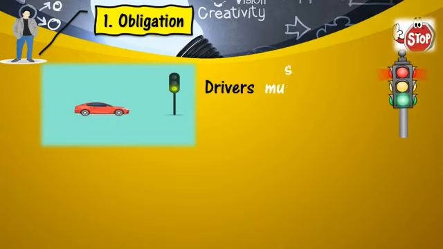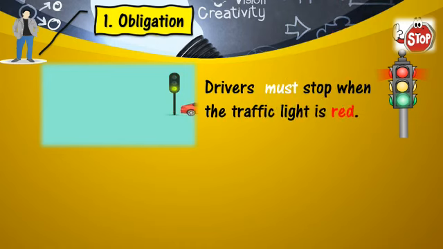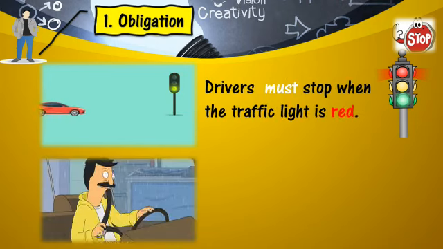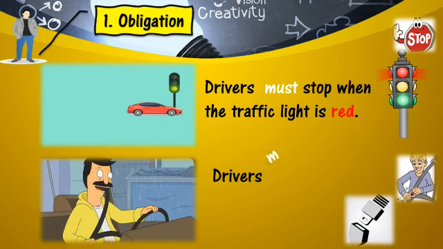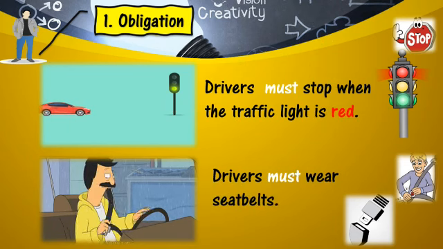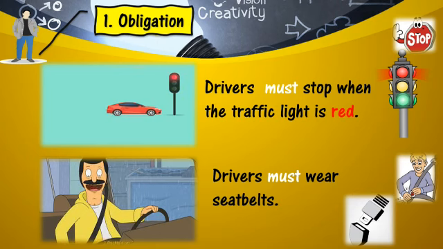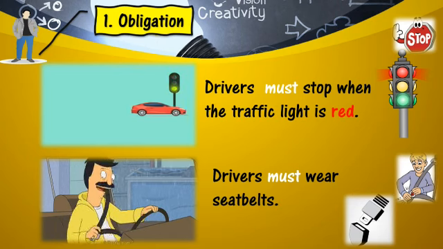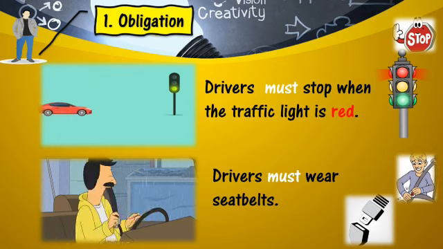Drivers must stop. Drivers must stop when the traffic light is red. Another thing drivers must do is to put on the seat belt. So drivers must wear seat belts. These are 2 things that drivers are obliged to do when driving their cars. So to express obligation here, we use the modal verb must.